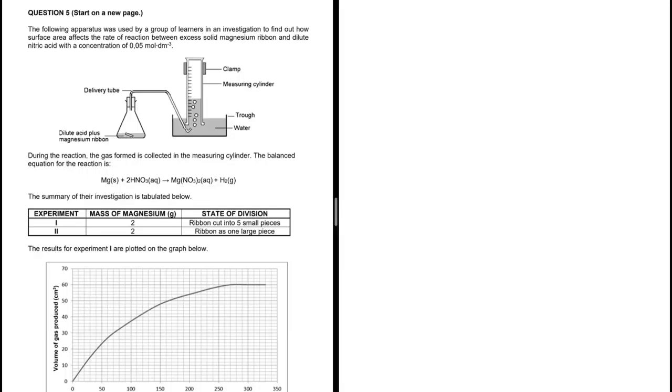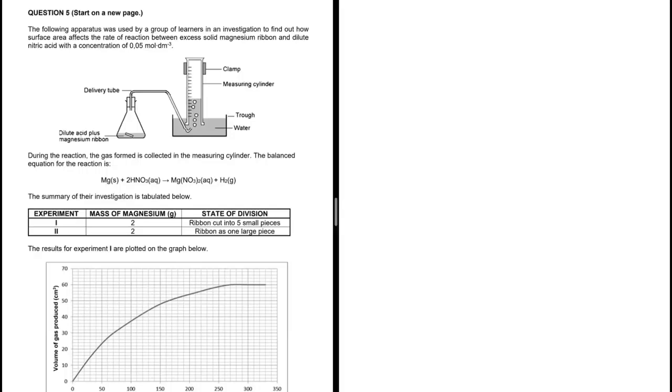Okay, fine. Let's go to our equation. Right, our equation, we have magnesium plus HNO3, and then we get magnesium NO3 2. This 2 is here, it's not there. Mg(NO3)2 plus H2. Okay, this is the reaction we have.